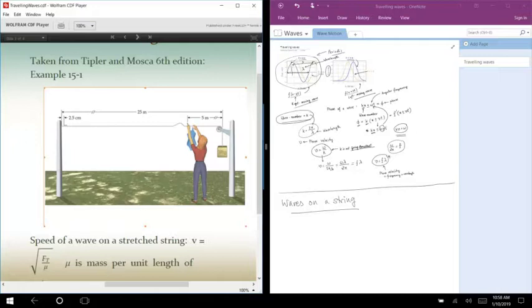So here we will talk about waves on a string. I've taken the example 15-1 from Tipler and Mosca. We're not going to work out the example yet. We're just going to talk about what happens if you strike a string.